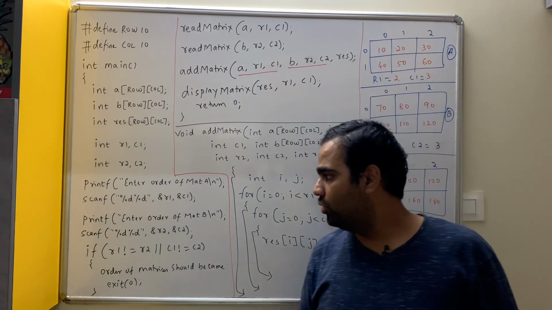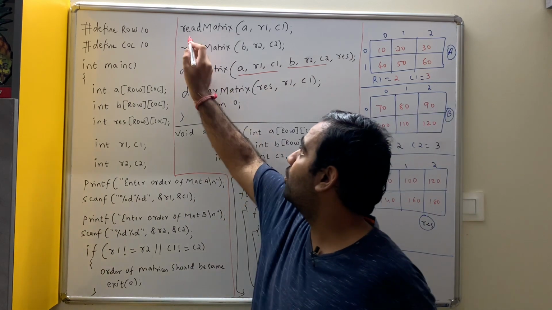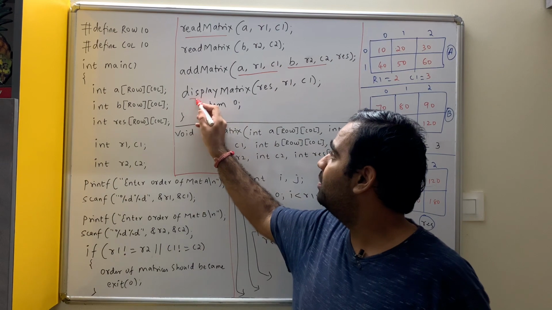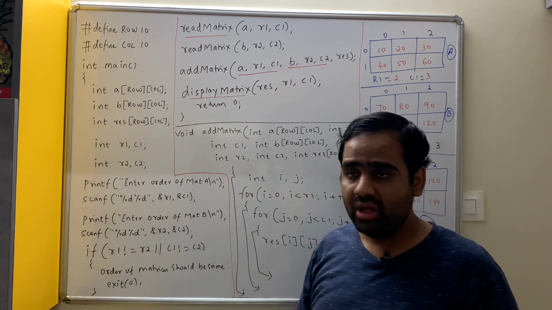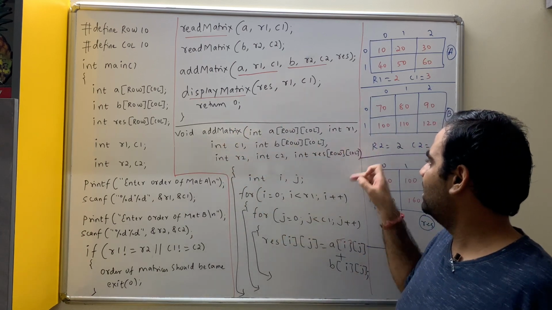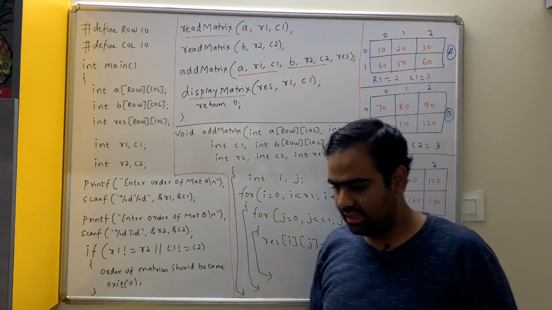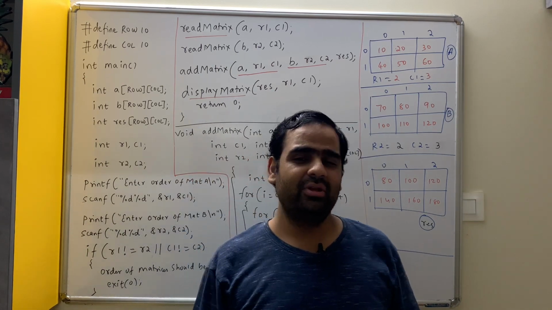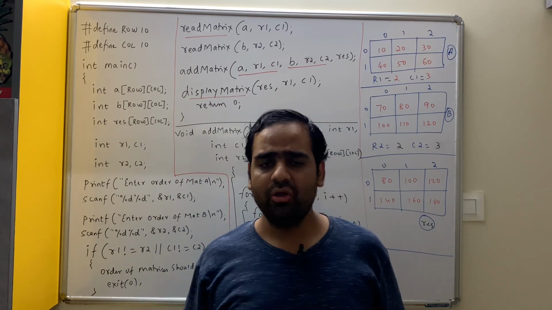Now what you have to do? You have to write the prototype and implementation of read matrix, prototype and implementation of display matrix, and the prototype for add matrix. It is the same thing. You copy this line and you give a semicolon at the end. This is how we add the two matrices. Very simple program. I hope you have understood it.